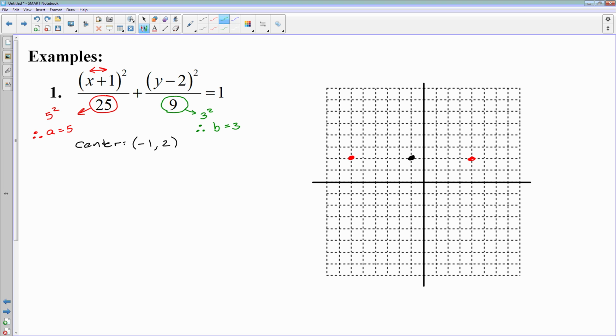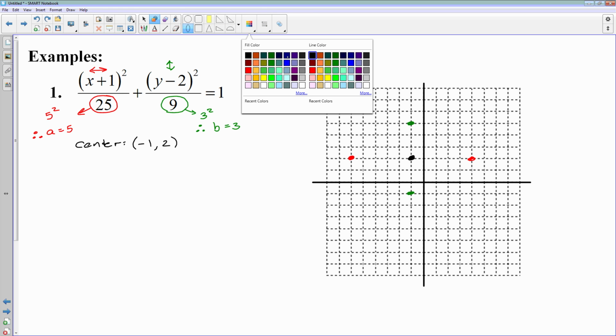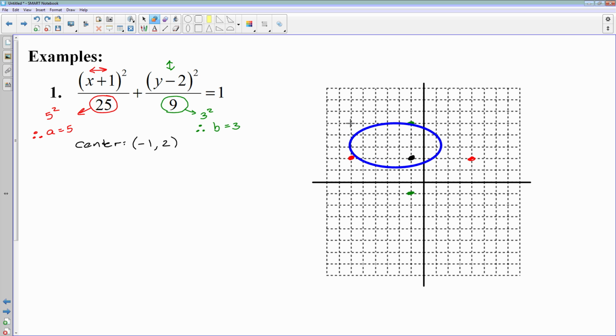Under my y, the axis runs up and down. So that means I'm going to go up and down 3 because 3 squared is under the y. So I'll go up 3 and I'm going to go down 3. And those are the vertices of my ellipse. So now I can go ahead and graph my ellipse, and it's going to look like this. I'm going to graph it in blue. And this is what the ellipse for this problem is going to look like. Good? Good, good. So graphing the ellipse is actually pretty straightforward.